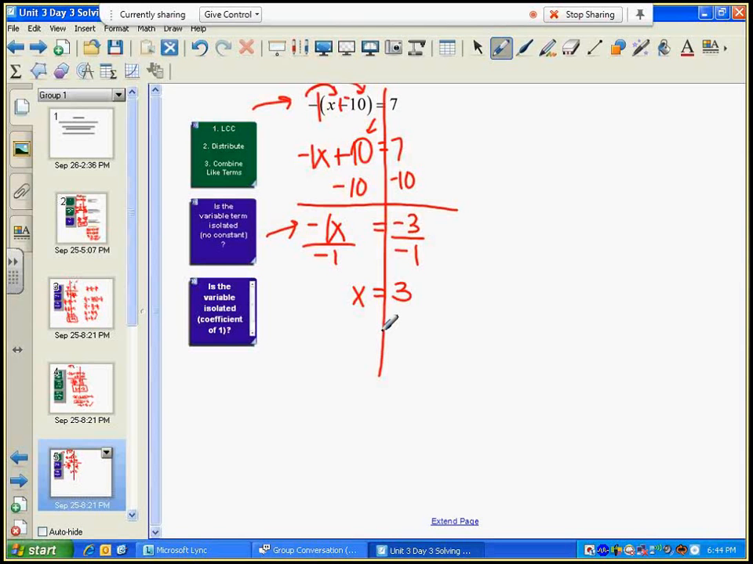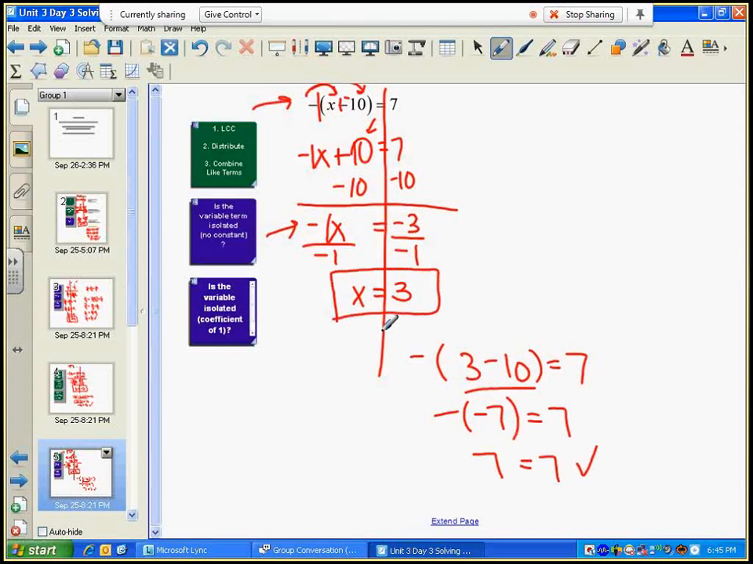But let's check first. So now I'm saying that the negative of 3 minus 10 equals 7. Okay, so what is 3 minus 10? I got to do this parentheses first. So the negative of negative 7 equals 7. Is that true? Is the negative of negative 7, 7? Yes, it is. So my solution is correct. x equals 3.